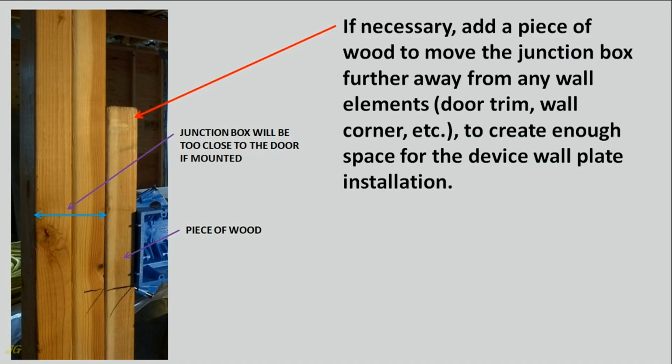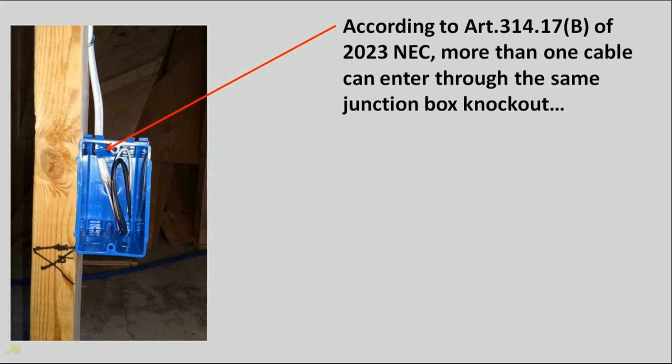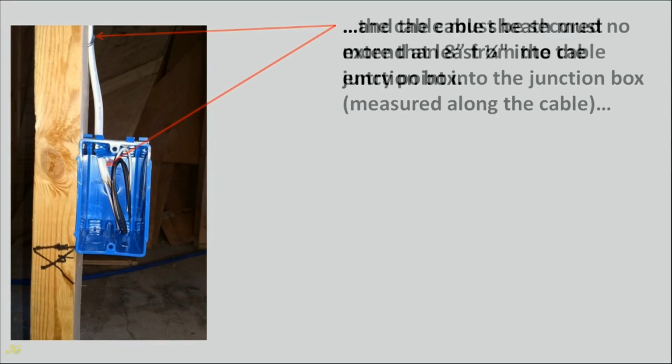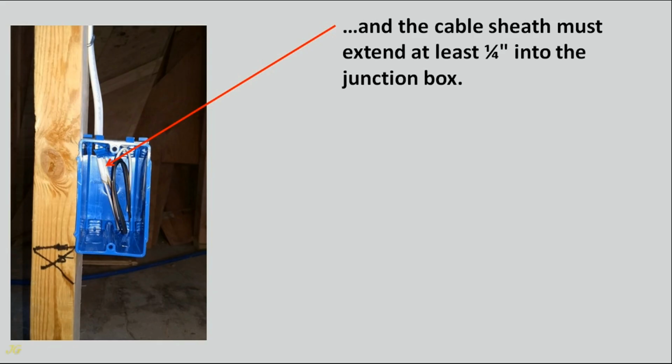If necessary, add a piece of wood to move the junction box further away from any wall elements, door trim, wall corner, etc., to create enough space for the device wall plate installation. According to Article 314.17(B) of the 2023 NEC, more than one cable can enter through the same junction box knockout. The cable must be secured no more than 8 inches from the cable entry point into the junction box, measured along the cable. And the cable sheath must extend at least 1/4 inch into the junction box.